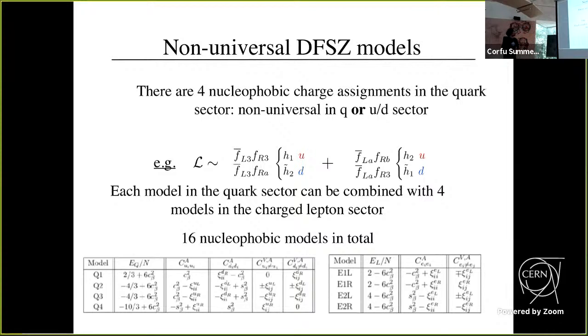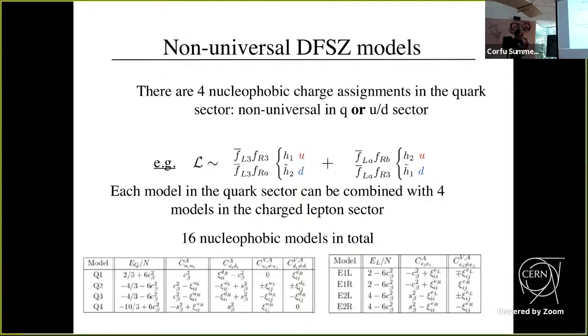And also there is a similar story in the charged lepton sector, where we also have 4 options. So in total, there are 16 nucleophobic models. The couplings are summarized in those tables. I don't have much time to go through all of it, but basically, this E over N is the electromagnetic anomaly coefficient from the quark sector and lepton sector.